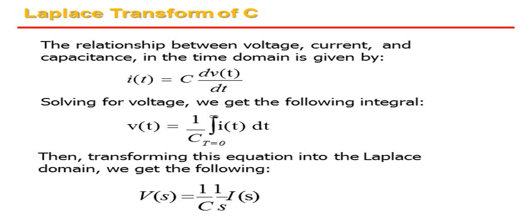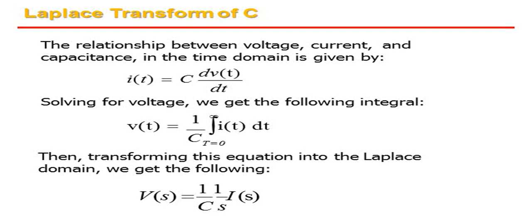Laplace transform of capacitor. For calculating the Laplace transform of a capacitor, we have to see the relationship between voltage, current and capacitance in the time domain, and it is given by i(t) = C dv(t)/dt. So it is differentiation of the voltage signal. Solving for voltage, we get v(t) = 1/C ∫ i(t) dt from 0 to infinity.